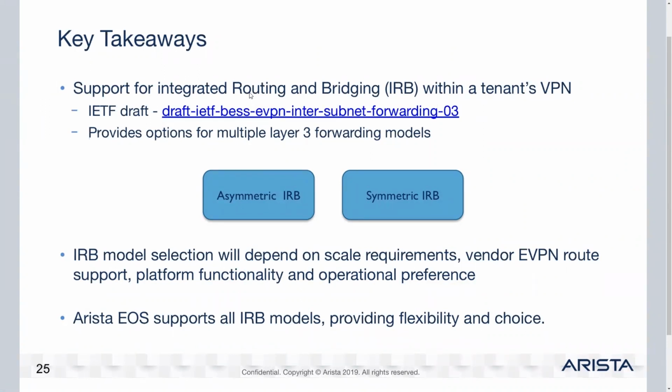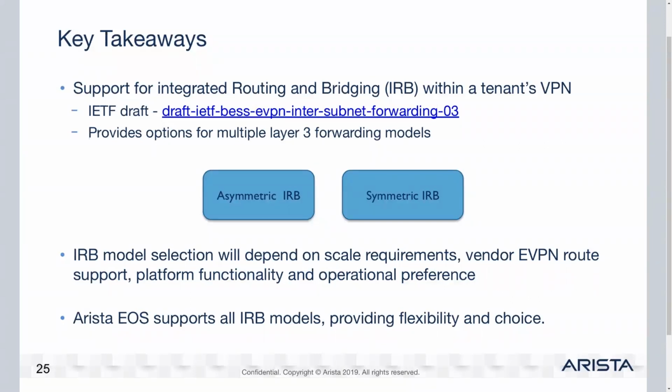So the question around asymmetric versus symmetric, we'll be covering this in the ARP suppression topics, and also in all of the sessions we'll go into a lot more detail. We support both models, of course, and you can actually even turn off a dual tag type 2 route, so you can have an ARP route or a MAC IP route with a single label and not have host routes. So there's a multitude of options in EOS.